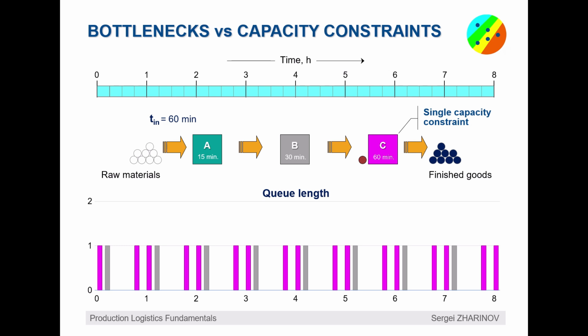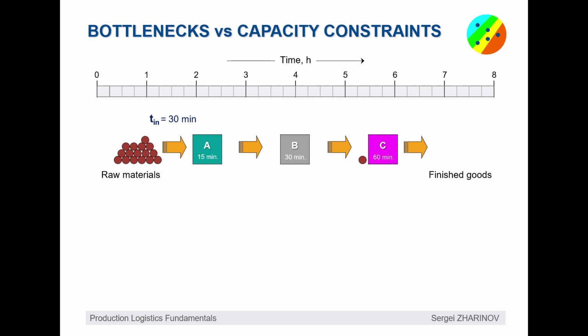All resources have successfully coped with the demand placed on them. In other words, with only one capacity constraint, there were no bottlenecks in the system. C was 100% loaded, while B was only half utilized. But we can easily make it work more effectively. Let's now introduce blanks into the system every 30 minutes.